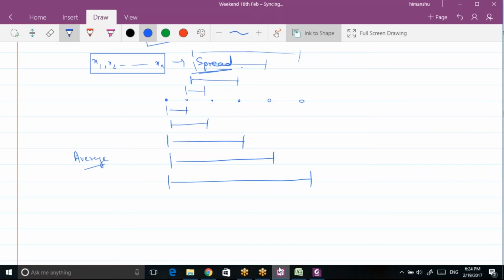Okay, so suppose I have 6 points. How many distances should I measure? If I do it like this, if I have 6 points, how many distances will I be measuring?